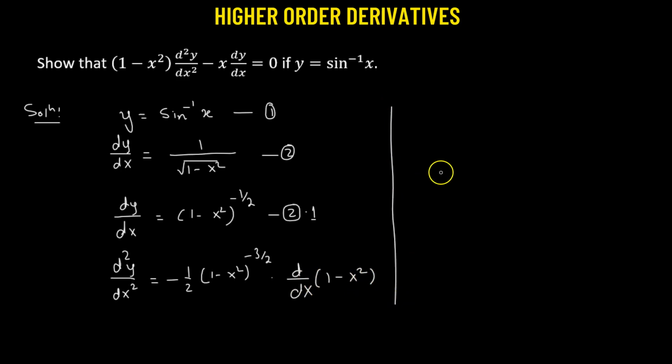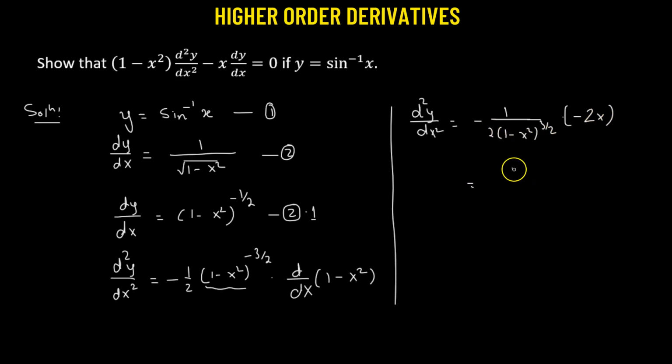So this is going to give us the second derivative of y with respect to x equals negative 1 over, so we'll bring this expression to the denominator, 2 times 1 minus x squared raised to the power of positive 3 over 2, times the derivative with respect to x of 1, that's 0, minus the derivative of x squared, so that's negative 2x. So we have negative 2 and there's also a negative 2, so that gets multiplied to give us x divided by 1 minus x squared raised to the power of 3 over 2. So this is the second derivative of y with respect to x.